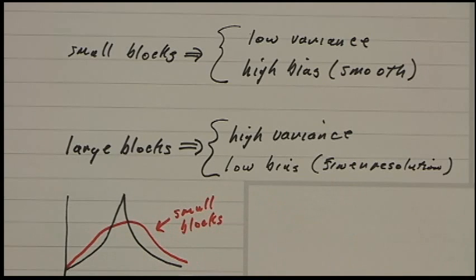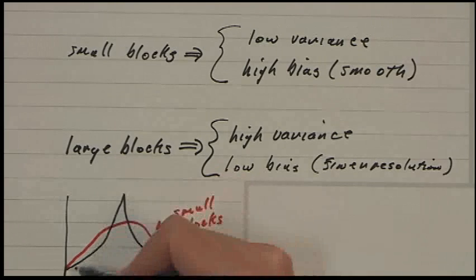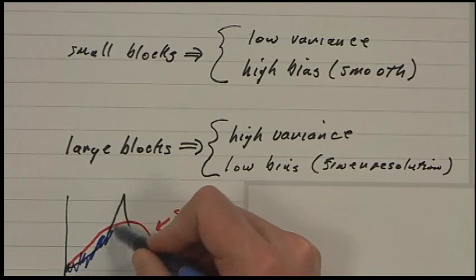Okay. The alternative. Let's see if we can get another color going here. I don't know if this will actually come through or not. The alternative is that you use large blocks, but you only have a few of them. In that case, it may track it quite accurately, but the problem is it'll be very noisy.